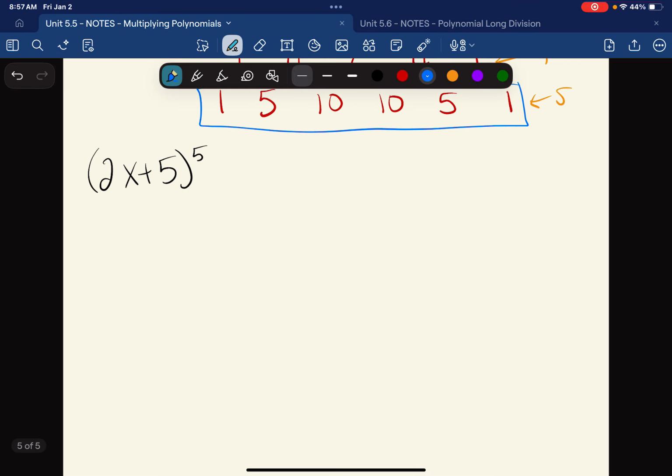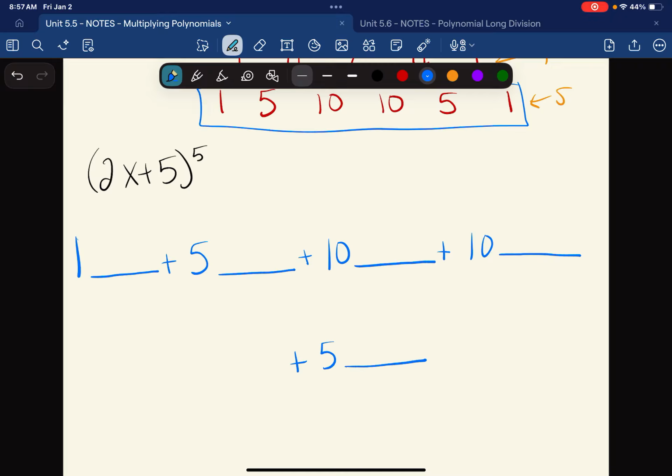Okay? So let's do this. I've got 1 and the rest of my term, plus 5 and the rest of my term, plus 10, plus 10. I'm going to go down to the next row, plus 5, plus 1. Okay? And I did that because I want to make sure that I have enough room to have everything written out and not squeeze it all together, okay?